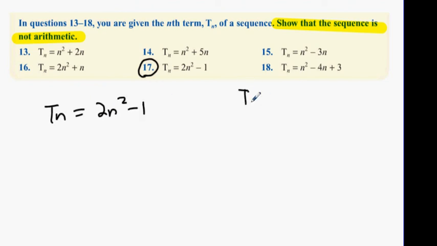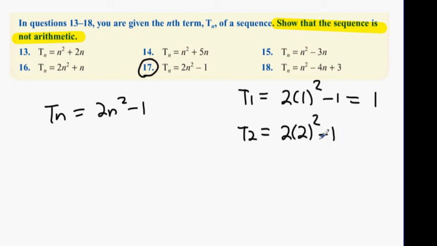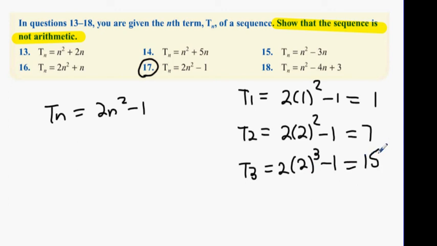What's T1, guys? T1? 2 times 1 squared minus 1, which is 1. T2? 2 times 2 squared is 8, minus 1 is 7. I think the next one is 15. 2 times 2 to the power of 3 minus 1. 8 multiplied by 2, 16. 16 take away 1. 15. It's not 2.